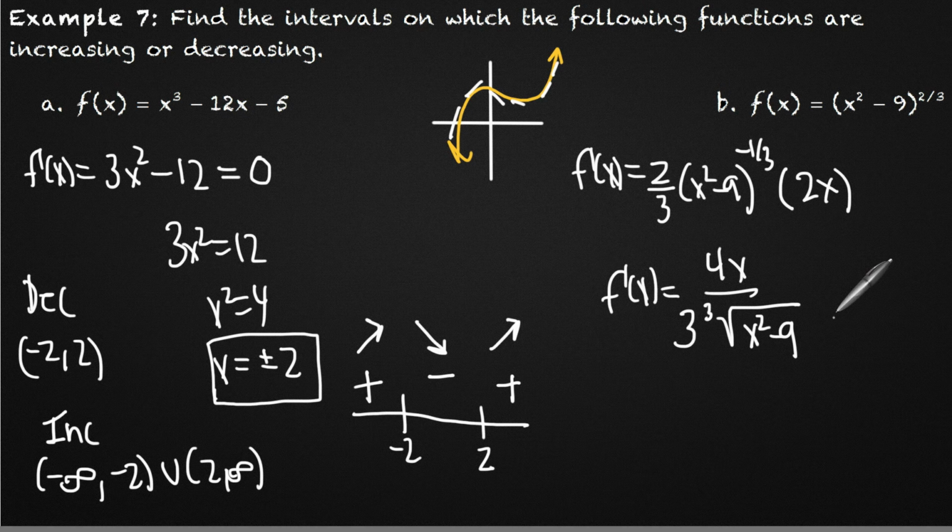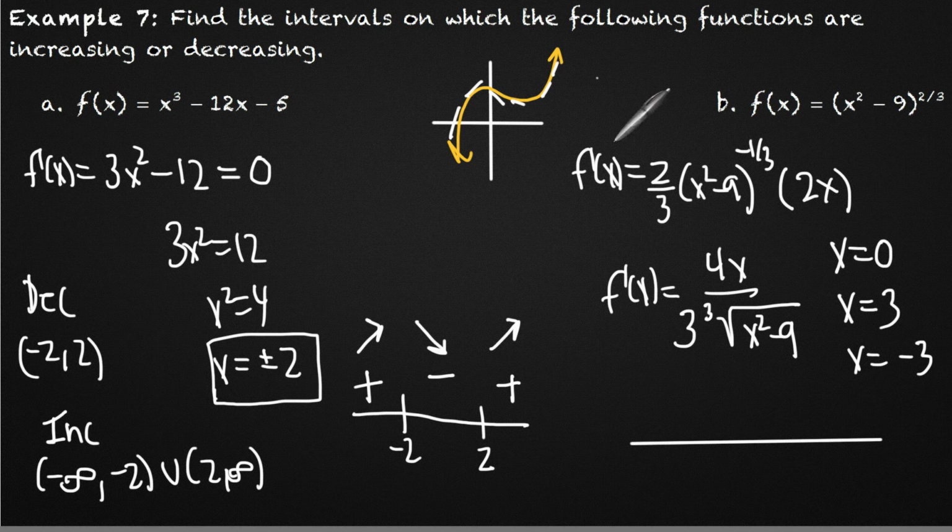So what we need to do is find our critical points. Once again, our critical points are where the derivative is 0 and where the derivative is undefined. So the derivative is 0 at 0. That's what makes the top 0. And the derivative is also undefined when x is 3 and when x is negative 3. So we're going to make a number line here, and we're going to put those critical points on our number line. So we have negative 3, we have 0, and we have positive 3.